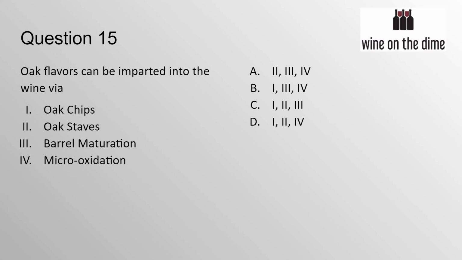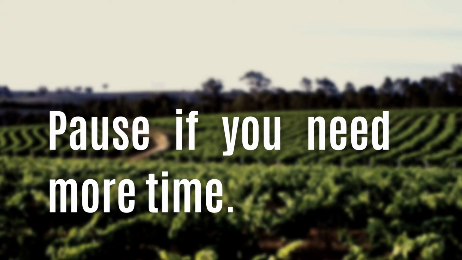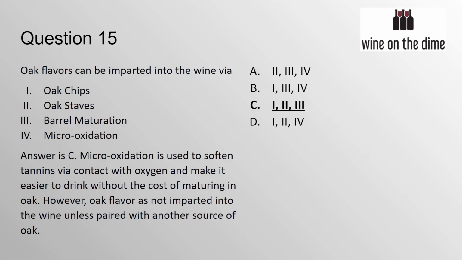Oak flavors can be imparted into the wine via: 1. Oak chips, 2. Oak staves, 3. Barrel maturation, 4. Micro-oxidation. Your answer choices are A. 2, 3, 4; B. 1, 3, 4; C. 1, 2, 3; D. 1, 2, 4. Alright, so the answer here is C.